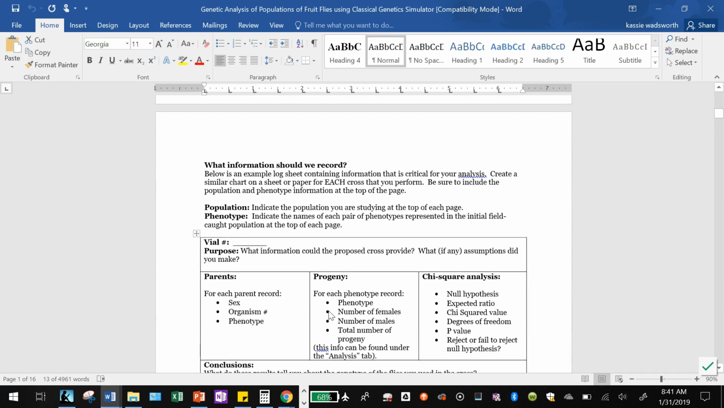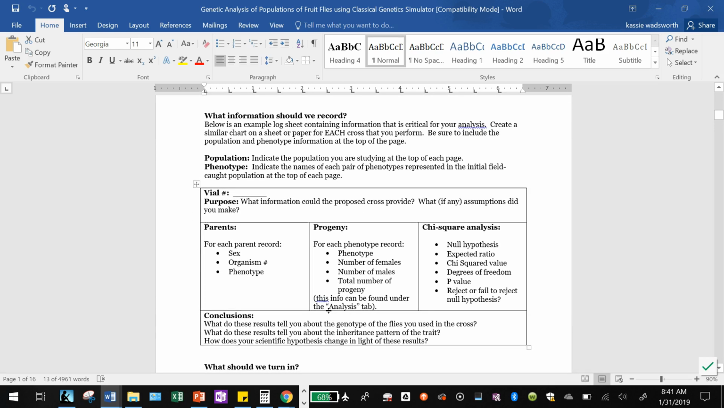So as you're going through this, you need to record some information. You do not need to record information for population 1, 2, 3, and 4. You can if you want to, but you do not need to turn that in, so you don't actually have to record all this information. You need to record all this information as you're doing your crosses for your challenge population.